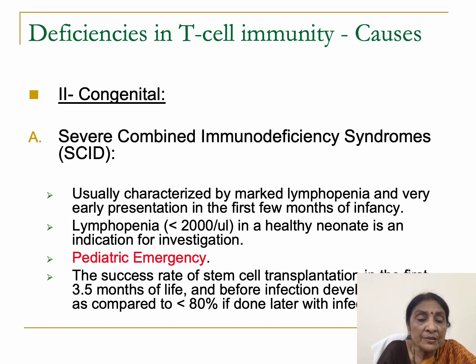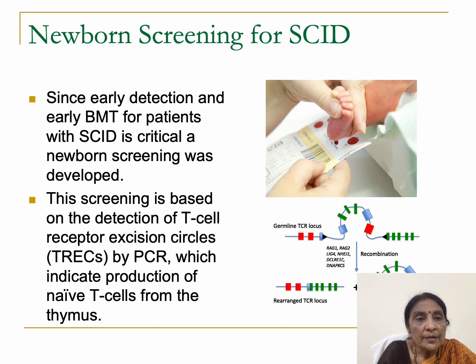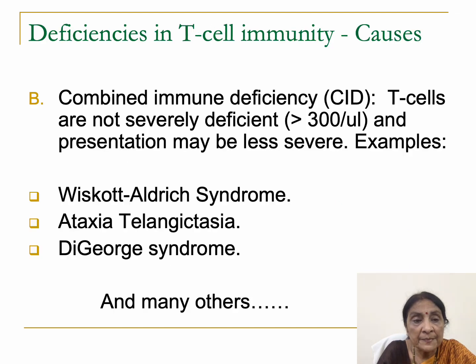It's a pediatric emergency, and the success rate of stem cell transplant, if done before 3.5 months, is very high, before infections develop, and it's less than 80% success rate after infection has developed. Newborn screening for SCID: since early detection and early BMT for patients with SCID is critical, a newborn screening was developed. The screening is based on the detection of T cell receptor excision circles by PCR, which indicate production of naive T cells from the thymus.